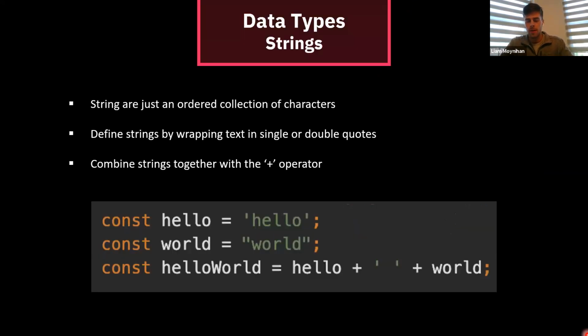The next thing we'll talk about is strings. If you haven't seen strings before, essentially they're just an ordered collection of characters, where a character is a letter or a white space or some kind of punctuation like an exclamation mark. In JavaScript, we can define strings either with double quotes or single quotes. And we can also combine strings using the addition sign.